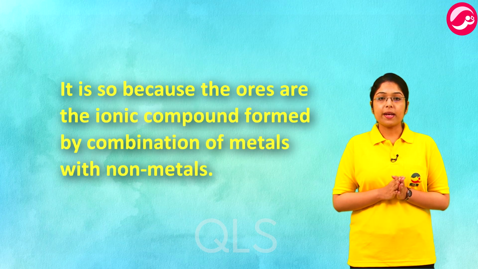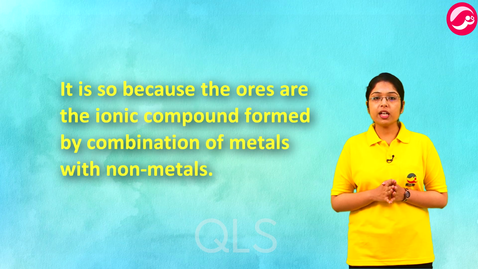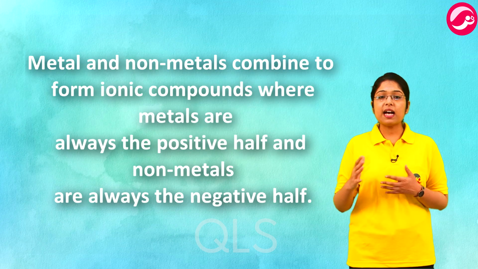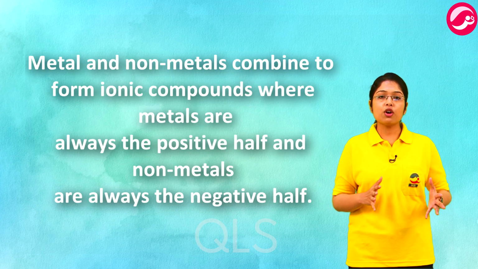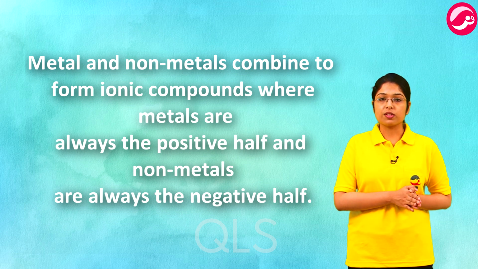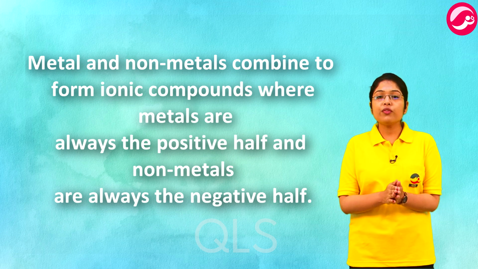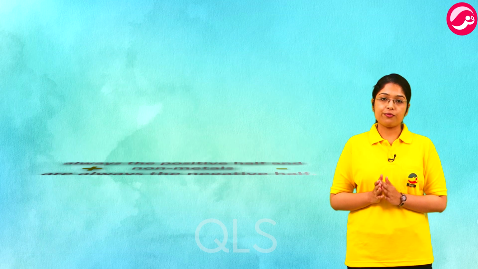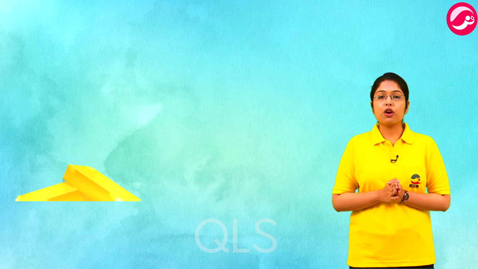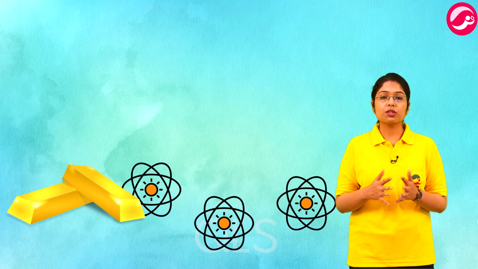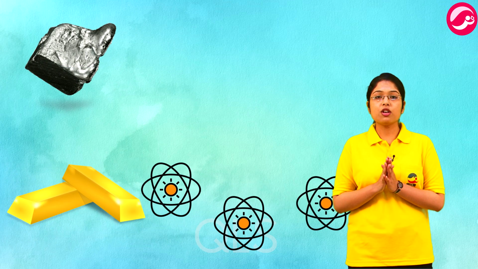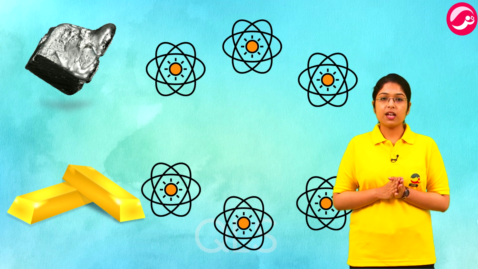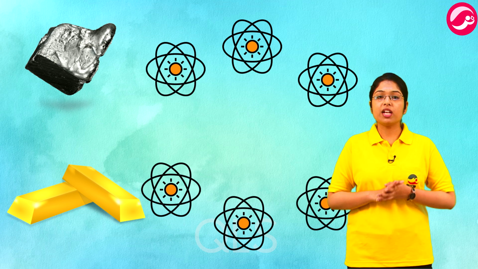It is so because the ores are the ionic compound formed by combination of metals with non-metals. In last class only we studied that metals and non-metals combine to form ionic compounds, where metals are always the positive half and non-metals are always the negative half. Ionic compound form करते टाइम metals अपने electrons lose करते हैं to complete their octet और non-metals उन्हीं electrons को accept करके अपना octet complete करते हैं. It's all give and take relationship.